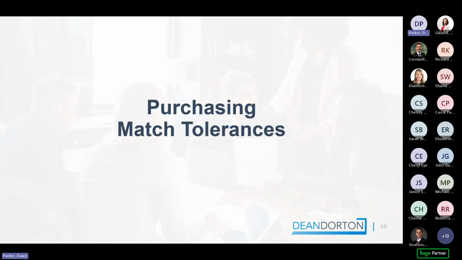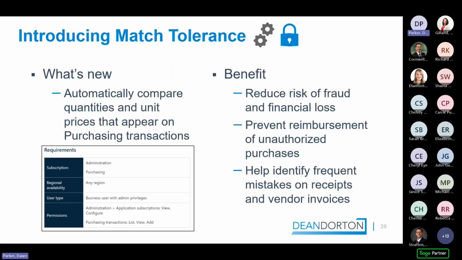The next thing is purchasing match tolerances. This new feature in the purchasing module automatically compares quantities and unit prices that appear on purchasing transactions. So it reduces your risk of fraud and financial loss, prevents reimbursement of unauthorized purchases, and helps identify frequent mistakes on receipts and vendor invoices.